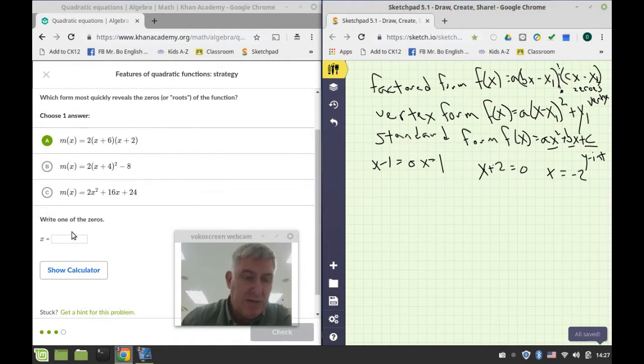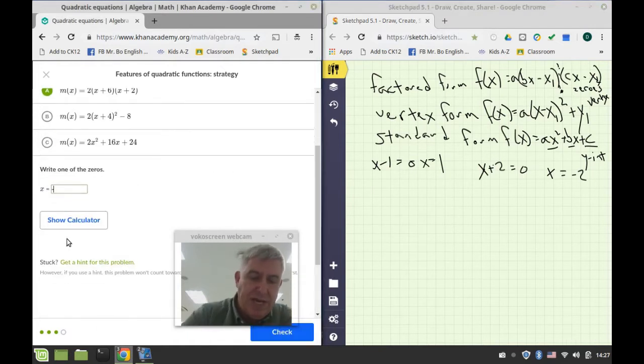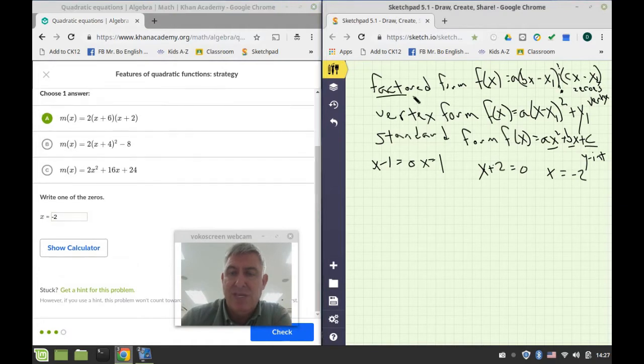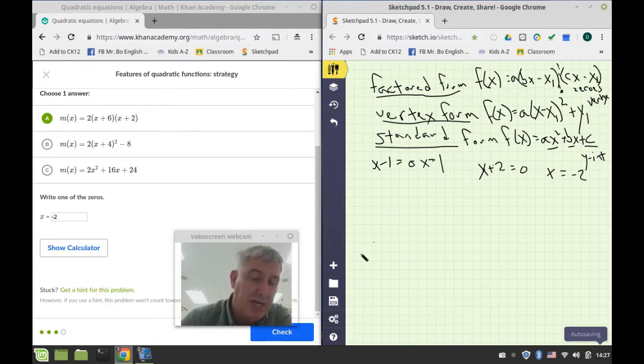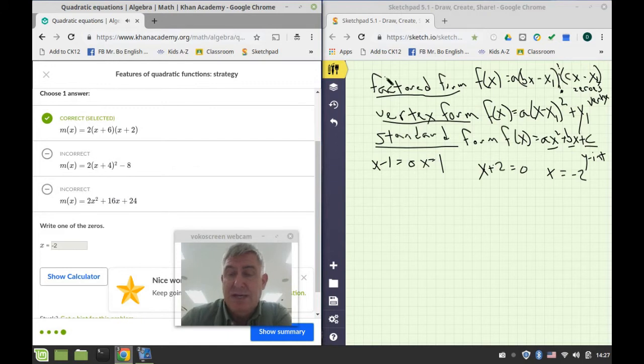If you're not clear about this, you need to go back to the one that you're not clear on. If you're missing the ones about factored form, go back and do factored form. If you're missing the questions about vertex form, go back and do vertex form. If you're missing standard form, go back and do standard form for a while. Okay, go back, clean it up, do it again, come back and review, and you should have gotten these basically all correct and in record time.